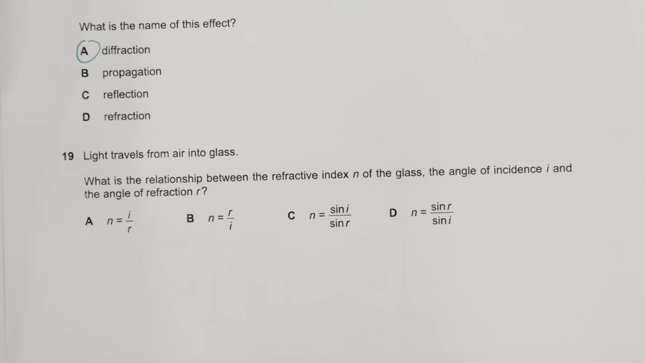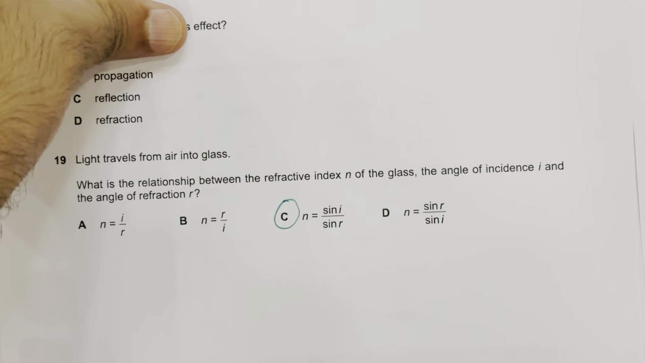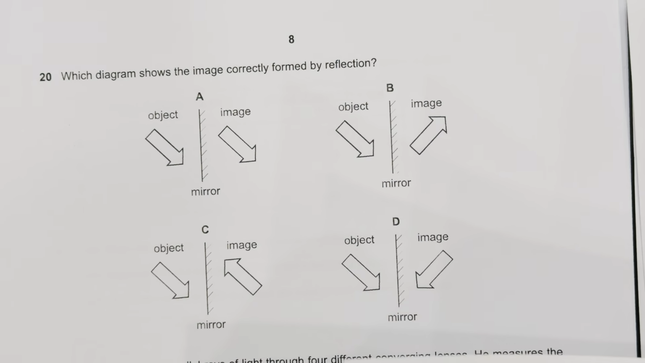Light travels from air into the glass. What is the relationship between the refractive index of the glass and the angle of incidence i? Again, this is the formula: n is equal to sin i over sin r. So option C is the right answer. Moving to question number 20.